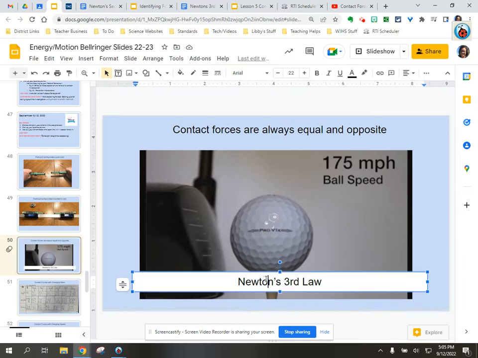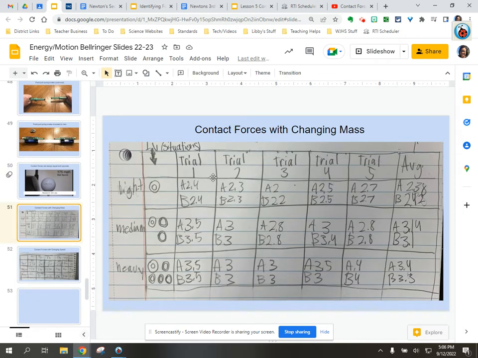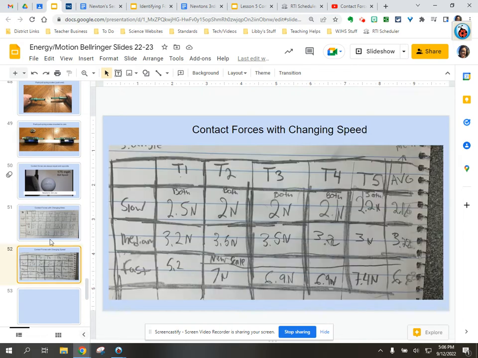So that means that this golf club is hitting this ball with the same force that this ball is hitting the golf club with, which just seems weird, doesn't it? But that's Newton's third law. And you guys are going to determine and explore mathematically why that's so. But remember, you proved this yourselves in data, because the force of A on B was almost identical when you did your lab.